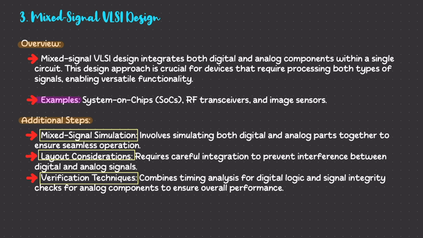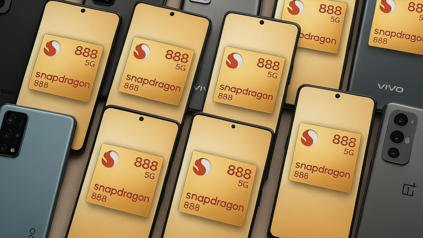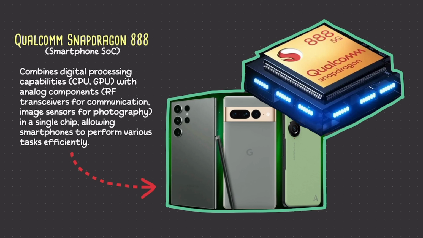Now I'm going to show you a very popular example and a very famous SoC, which is your Qualcomm Snapdragon 888. I hope you know about phones like Samsung Galaxy S21, your Vivo X60 Pro, your Xiaomi Redmi, Oppo. Many phones in the year, roughly I would say 2021, most of the phones had this chip. Why is this chip very special? This combines the digital processing capabilities, the CPU, GPU, with the analog components. I hope you understood all the three types.